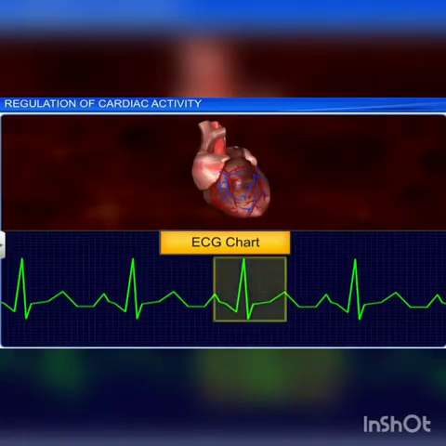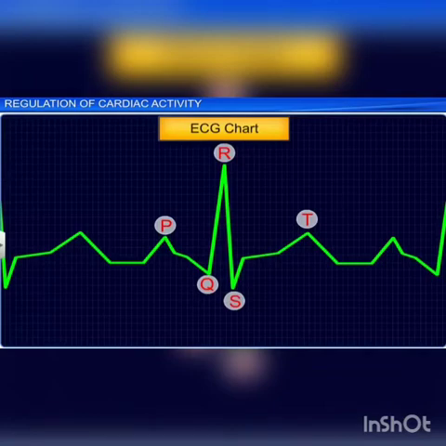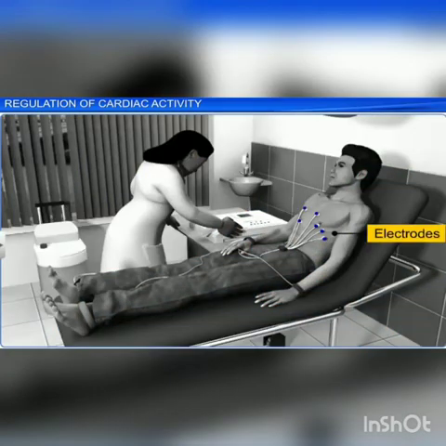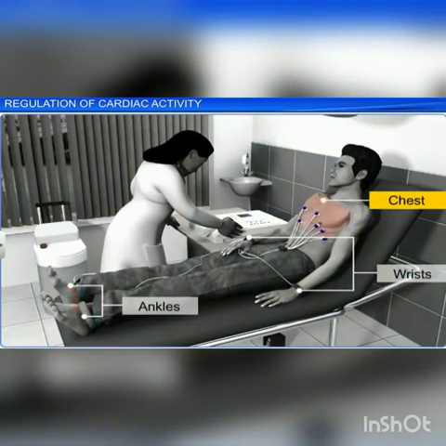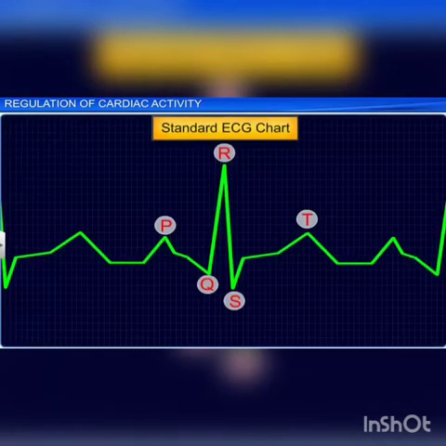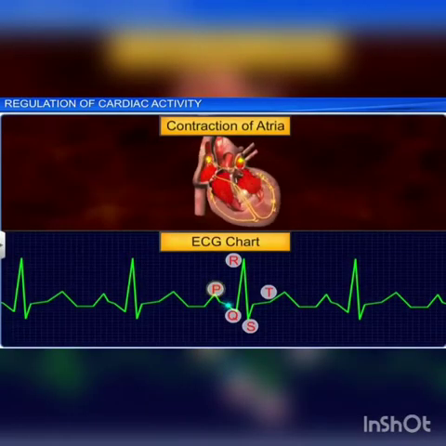A normal ECG shows three waves designated as P wave, QRS complex, and a T wave. So what is ECG? It records the electrical activity of the heart using the electrodes placed on the skin. Okay, there are three types of waves: P wave, QRS complex, and T wave. P wave. It is a small upward wave and indicates the depolarization of the atria. This is the time taken for the excitation to spread through the atria from the SA node.